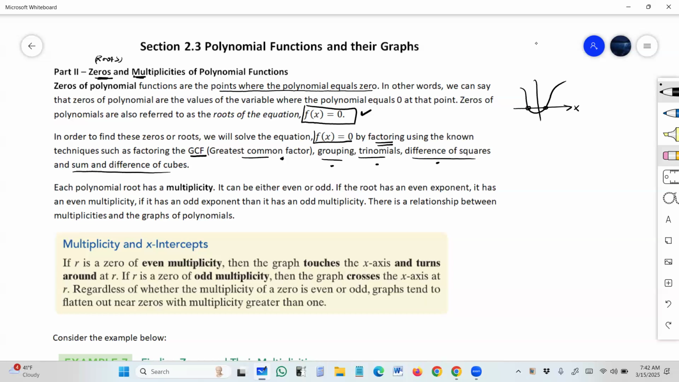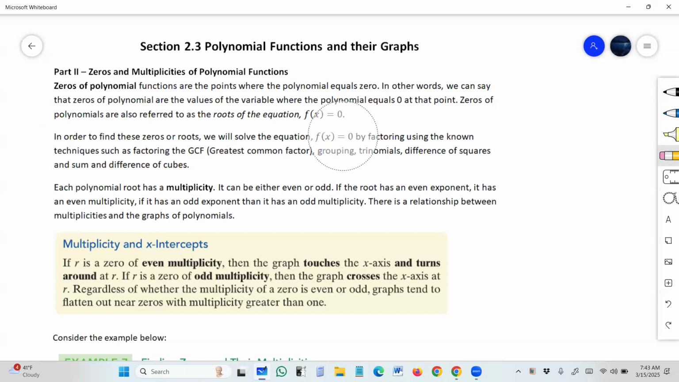Now, once we find the roots or the zeros of the polynomial, the next thing we need to know, and keep in mind our goal is to eventually graph the polynomial, is to determine the multiplicity of each zero or root. Now, the multiplicity means that we can have a situation where the root is going to cross the x-axis or bounce back in the same direction on the x-axis. So the multiplicity can be either even or odd. And how do we determine that?